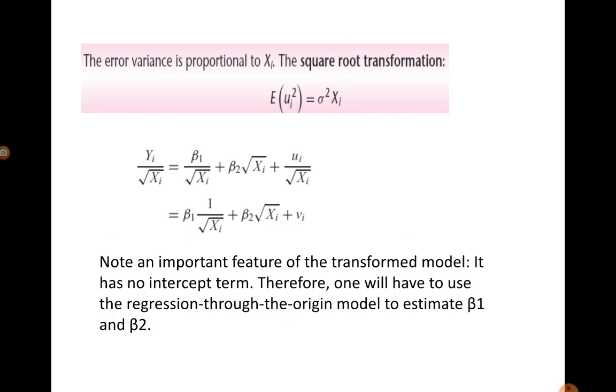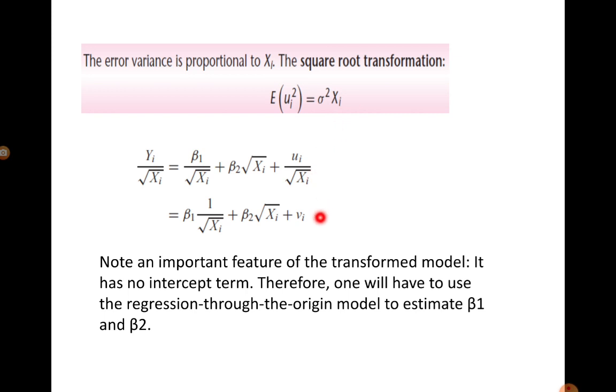Now suppose in the second case, you have an idea that the variance of the error term is proportional to xi, that is, the expectation of ui square is equal to sigma square times xi. In that case, you will transform the original regression model by dividing each term by the square root of xi.